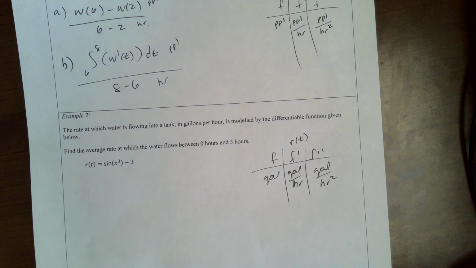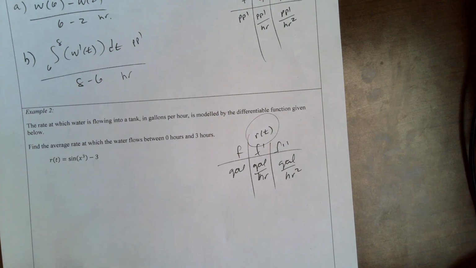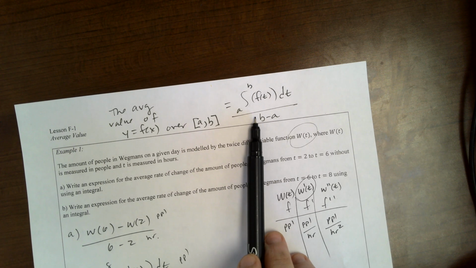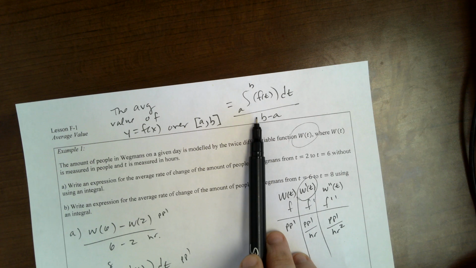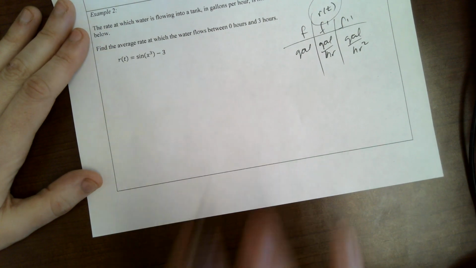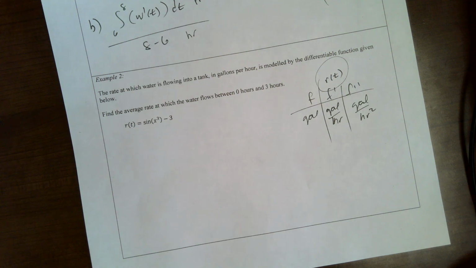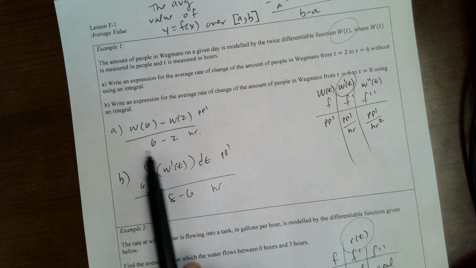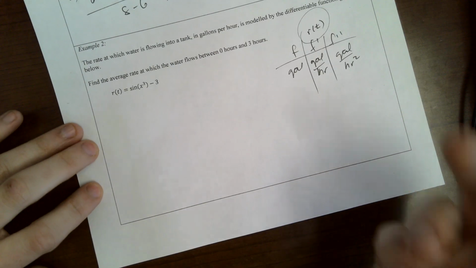Okay, so we're starting in the middle of the derivative sequence. So this already is a rate. And now they want the average rate at which the water flows. Well, guys, if you've already got the rate and you want average rate, that's when you use this formula on the rate. Okay. If you want average rate, but you don't have the rate, you have what comes before it, that's when you would do like part A.